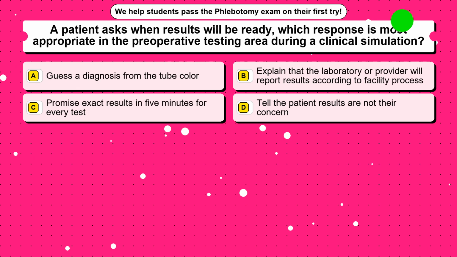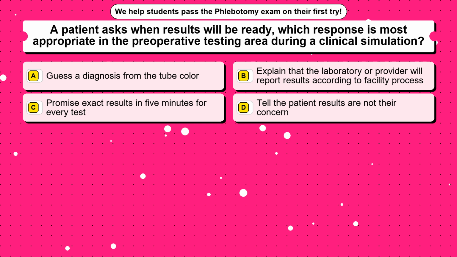Question 85. A patient asks when results will be ready. Which response is most appropriate in the preoperative testing area during a clinical simulation? Option A, guess a diagnosis from the tube color. Option B, explain that the laboratory or provider will report results according to facility process. Option C, promise exact results in 5 minutes for every test. Option D, tell the patient results are not their concern.